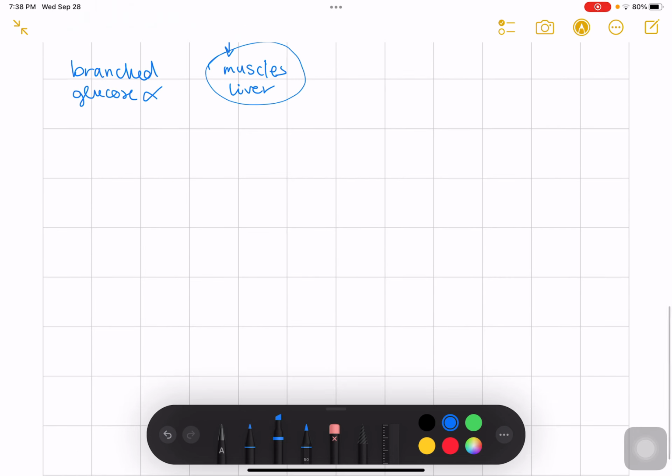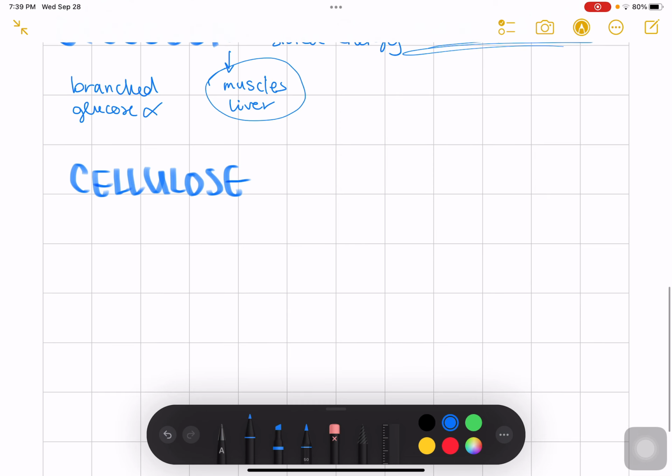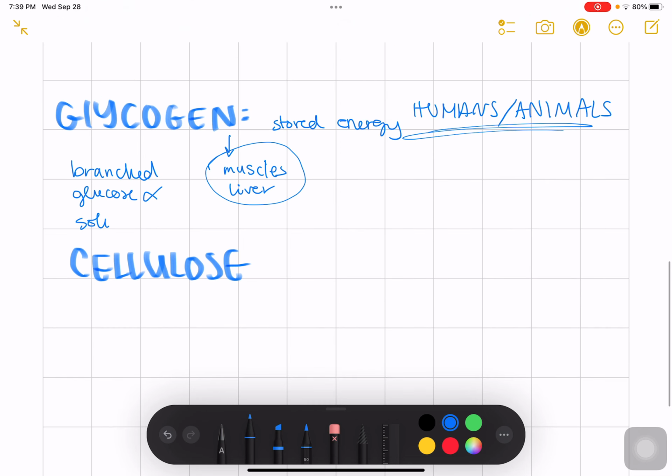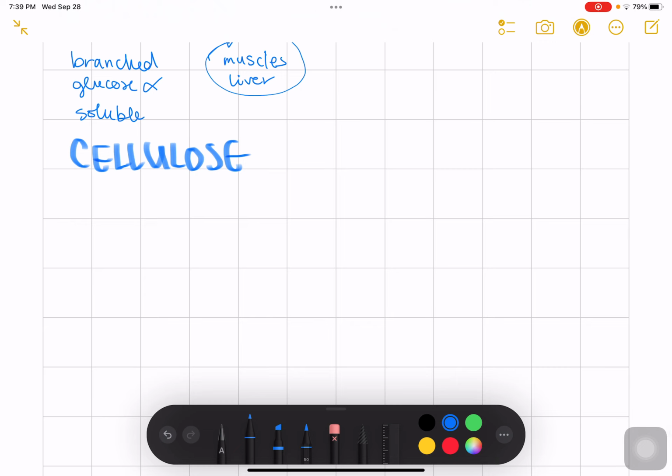Now, last polysaccharide, which is cellulose. Oh, and I forgot to add on that glycogen is soluble in water. Okay, cellulose. Have you ever heard of the xylem in a plant? The xylem of a plant is where the water moves through. So it needs to be able to have adhesion with the water so the water can stick to the side to be able to climb up.